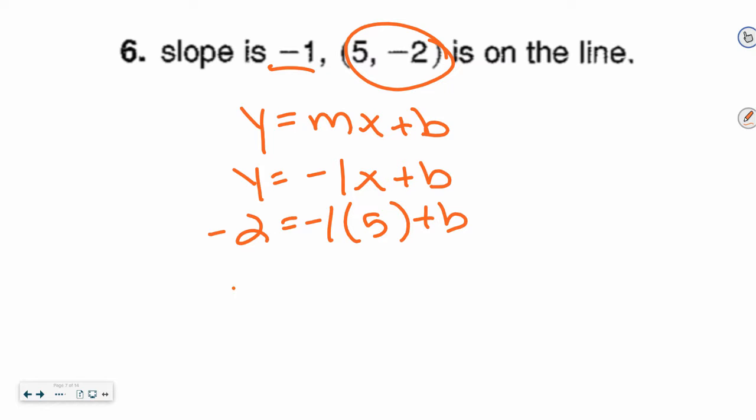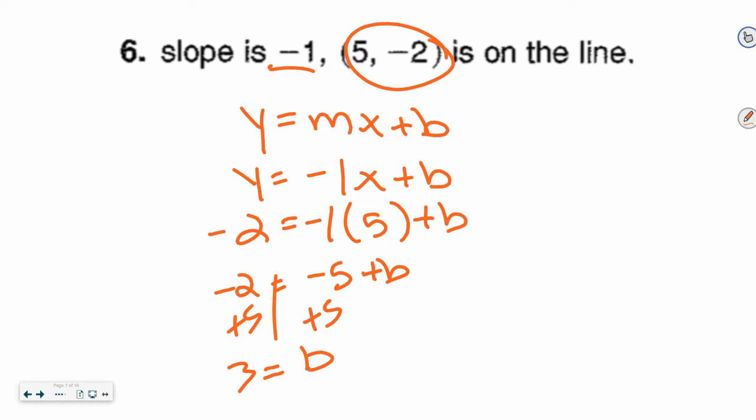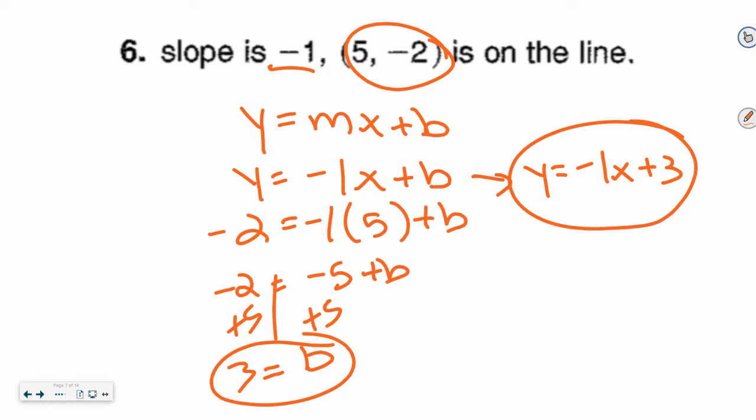I multiply. And I get rid of this number. I now take this and my slope, and I say y equals -1x plus 3, and I can graph that. That is my final answer. So that's how I solve these problems when I have a slope and a point.